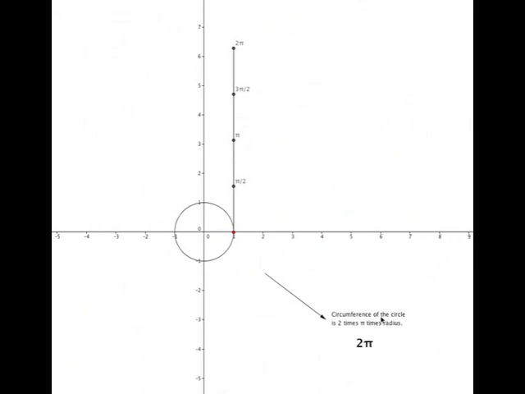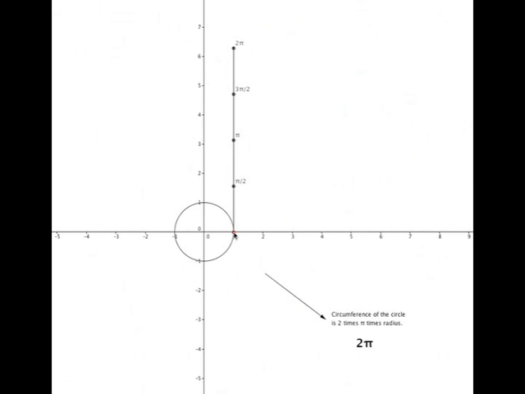And that's because the circumference of a circle, we know from childhood math, is 2 times pi times the radius. Which means the distance around this circle is 2 pi. Or roughly, pi is 3.14, so 2 pi would be roughly 6.28.